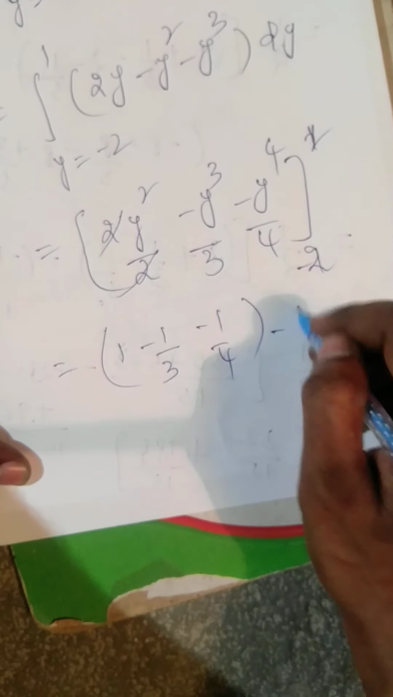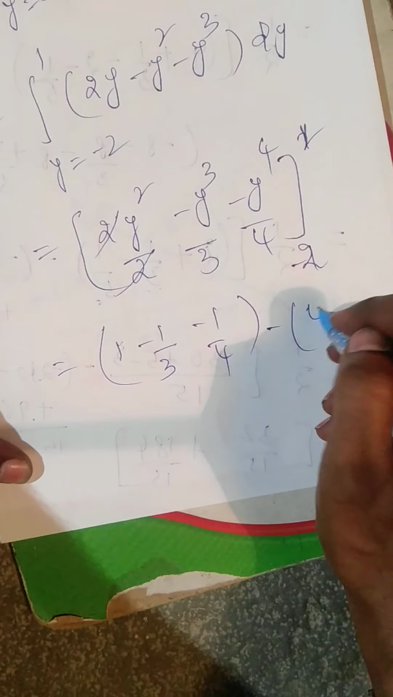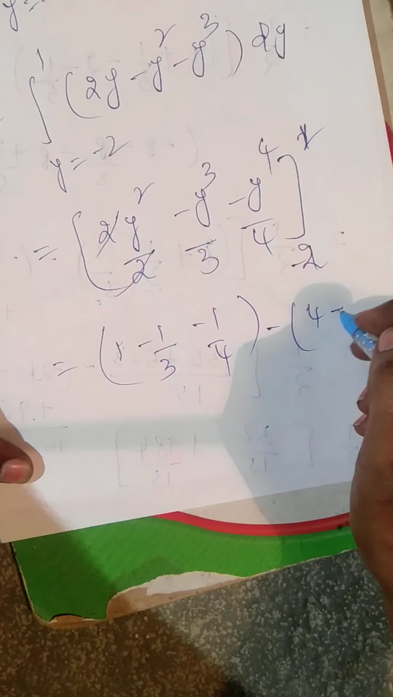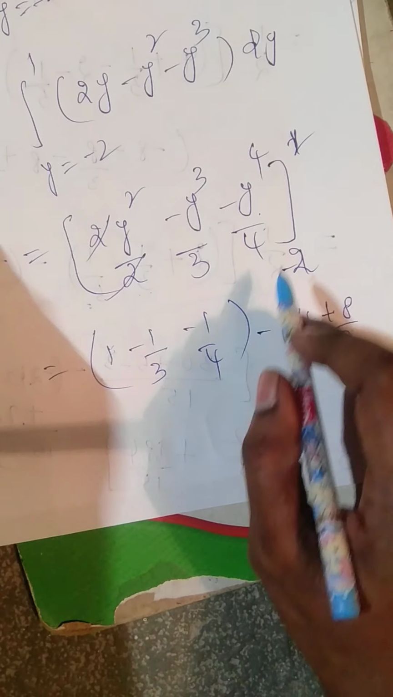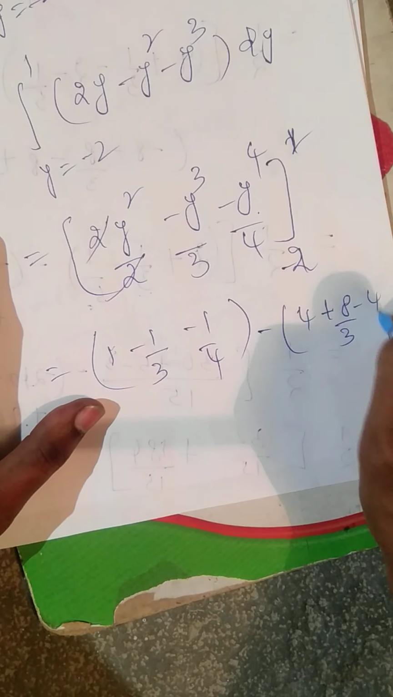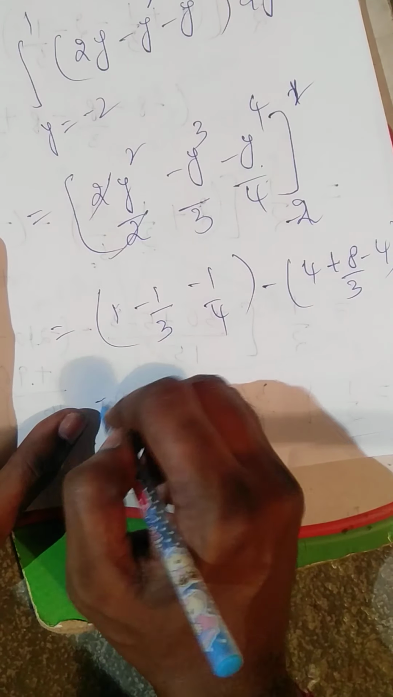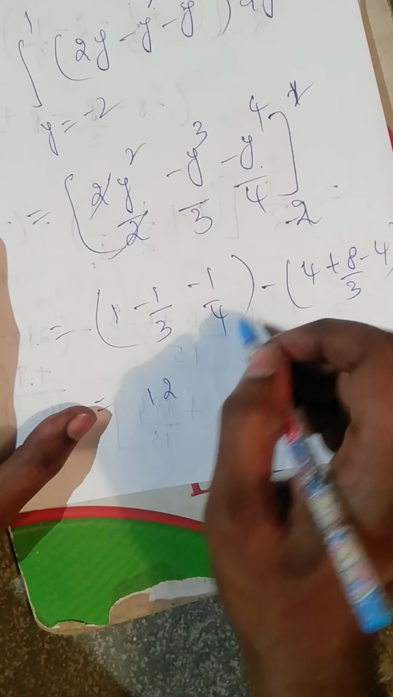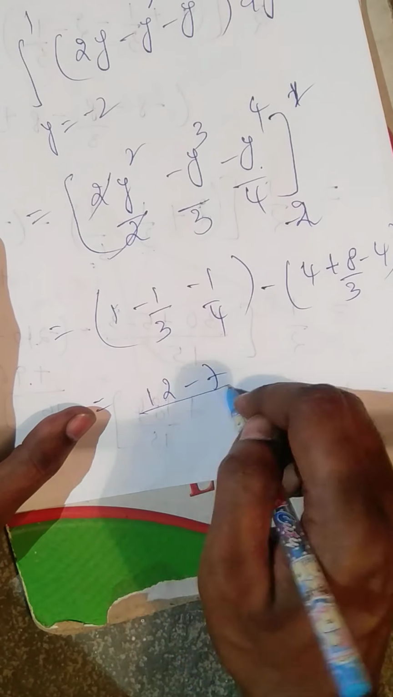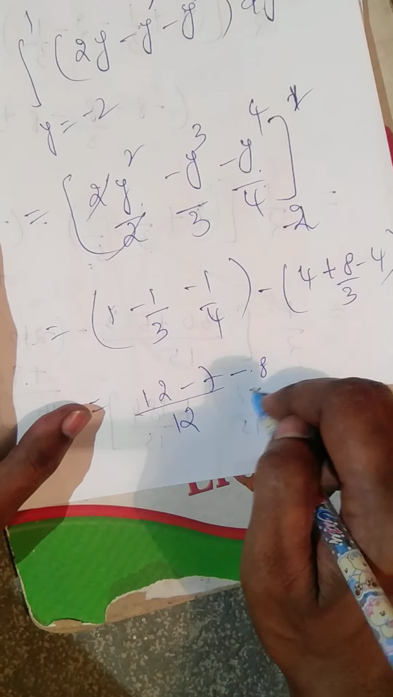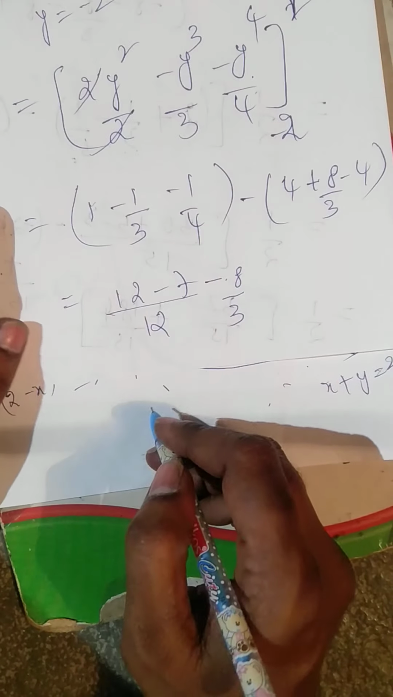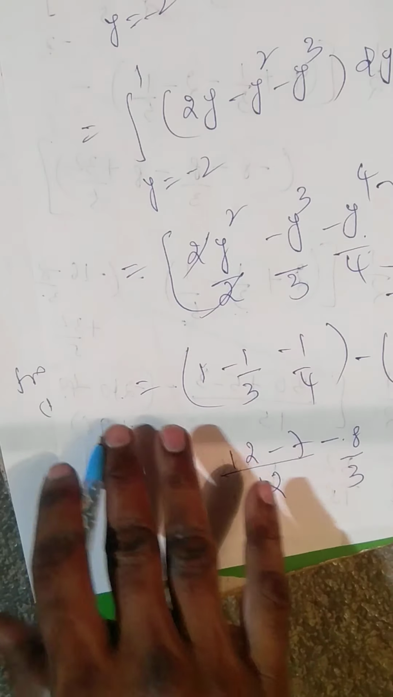If I take minus 2, this is 4 minus of minus plus 8 by 3. Okay, 8 by 3, this is minus 2 power 4, minus 16 by 4, nothing but minus 4. If we simplify, LCM is 12. 12 minus 4 minus 3 minus 7 by 12 plus 4 minus 4 get cancel, I'll get minus 8 by 3. If you simplify this, I'll continue the next page.